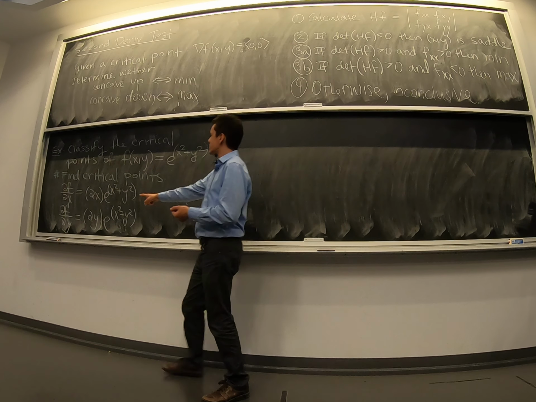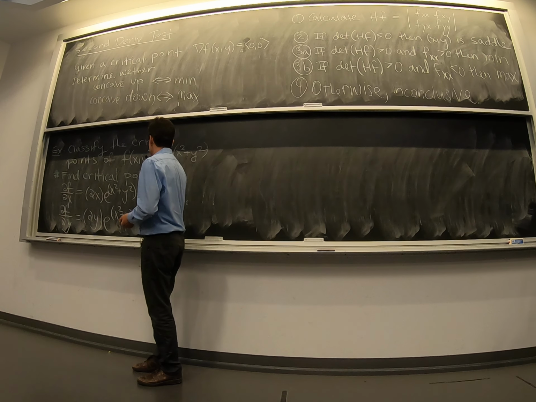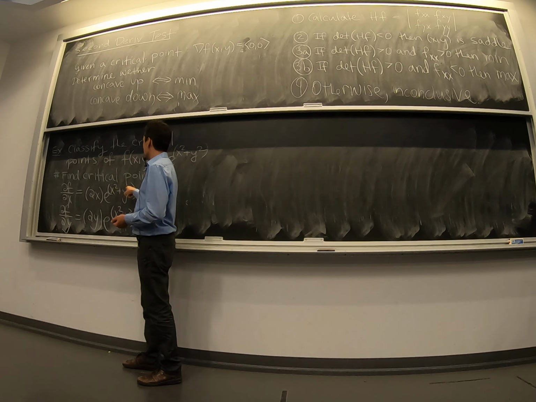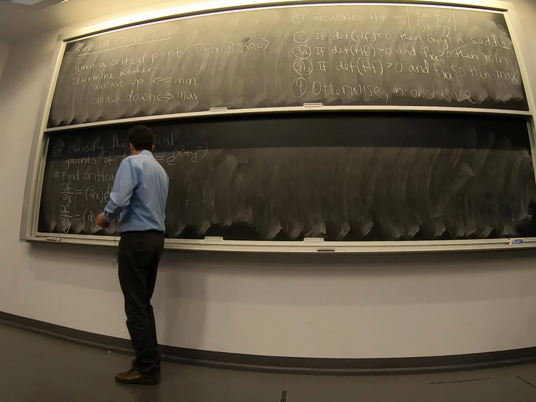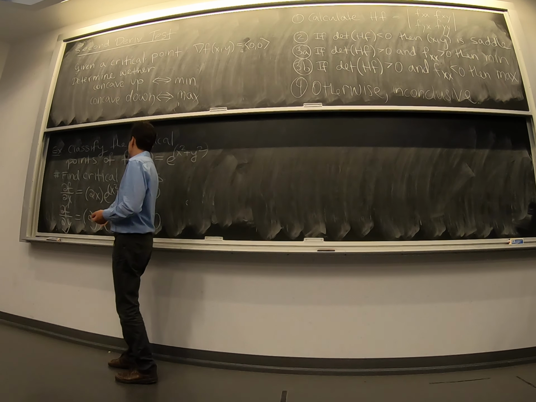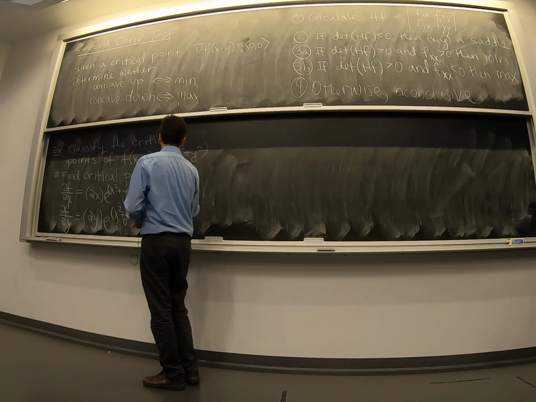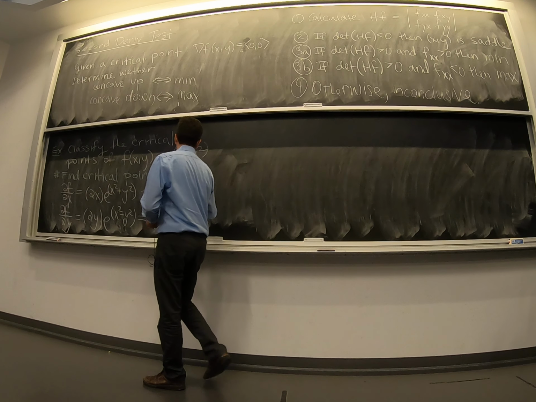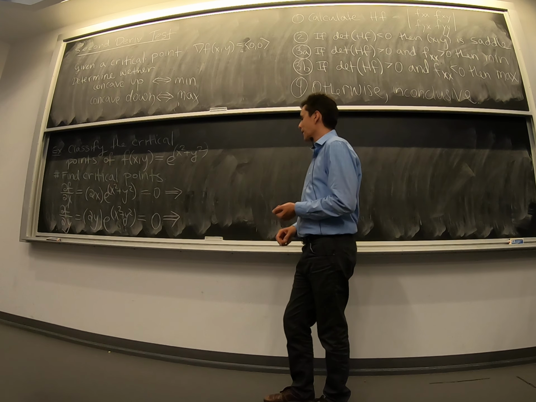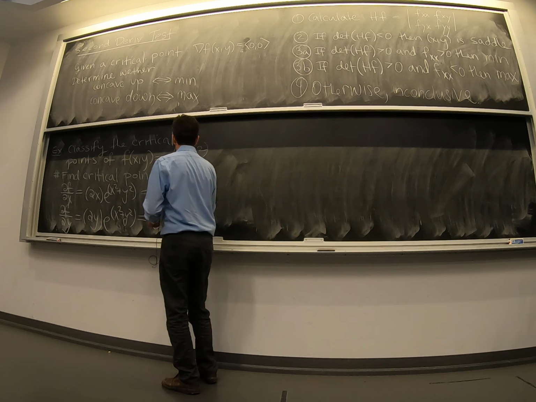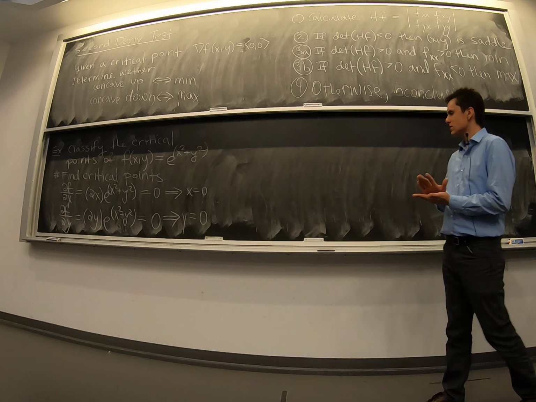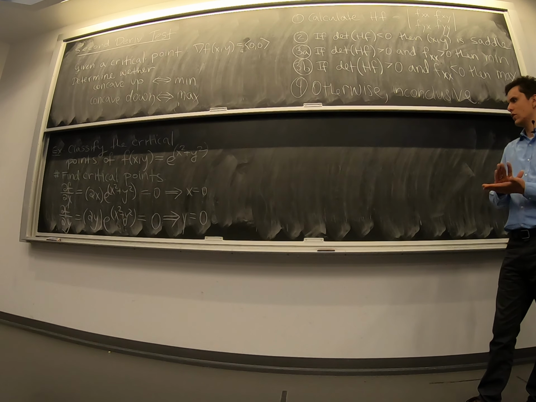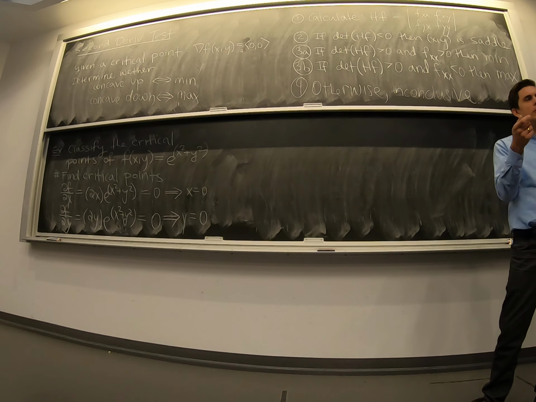Now this e to the stuff will never give us zero, right? E will never output zero, so we know that this guy has to be the one contributing the zero. Same thing here. Okay, so x is zero. Y is zero. Okay, so we have a unique critical point at the origin.